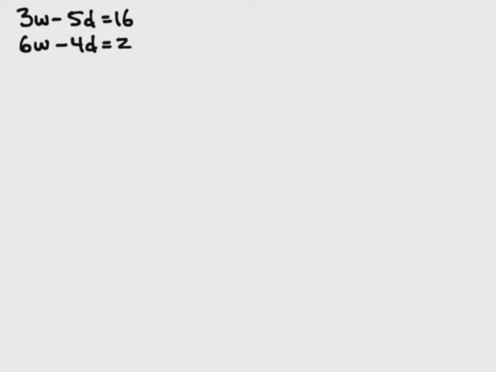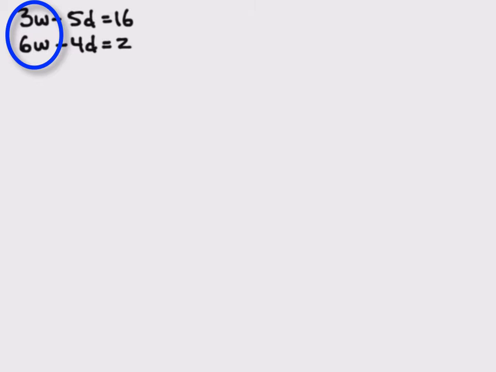Alright, let's try a slightly trickier system. Now let's try to solve the system 3w minus 5d equals 16, and 6w minus 4d equals 2. Again, if we try to solve for either of these variables, we're going to have a lot of fractions going on. So graphing or substitution are going to be pretty tedious and or inaccurate. So we might have to use this linear combinations method again. Now, unfortunately, we don't have any terms that are going to immediately add to 0 like last time. If we did, we'd be ready to add and everything would be groovy.